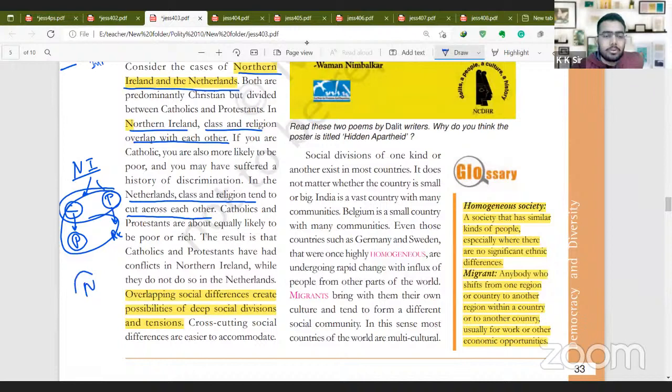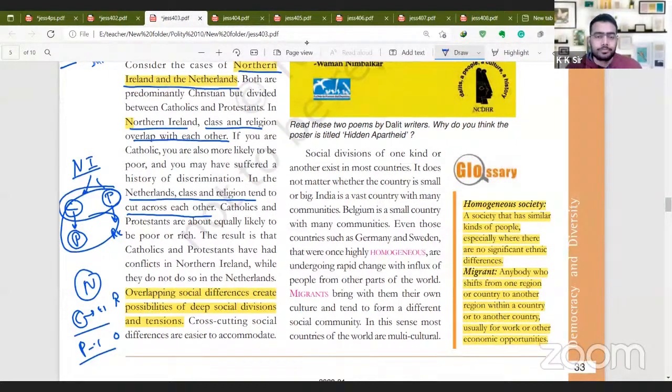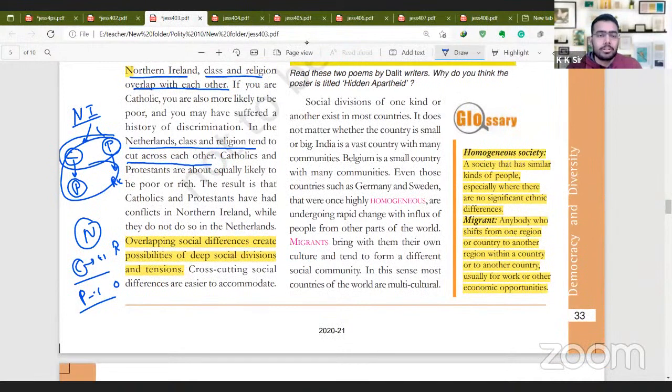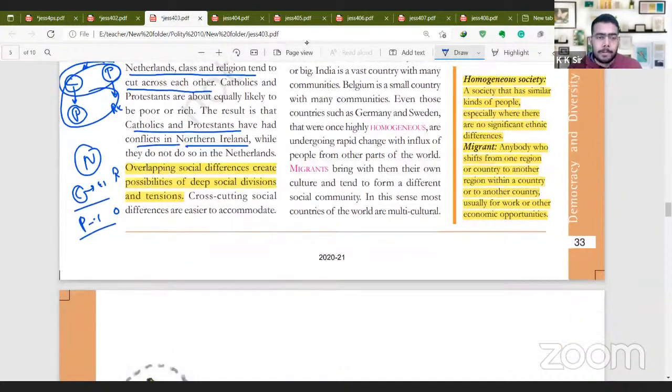मतलब in Netherlands, if you go, you will find some Catholics are equally rich, and some are also poor. Some Protestants are also rich, some are poor also. So there is no bifurcation between rich and poor based upon their sect. Because of this overlap, in Northern Ireland we'll see that Catholics and Protestants are in conflict with each other. These overlapping social differences create possibility of deep social division and tension.